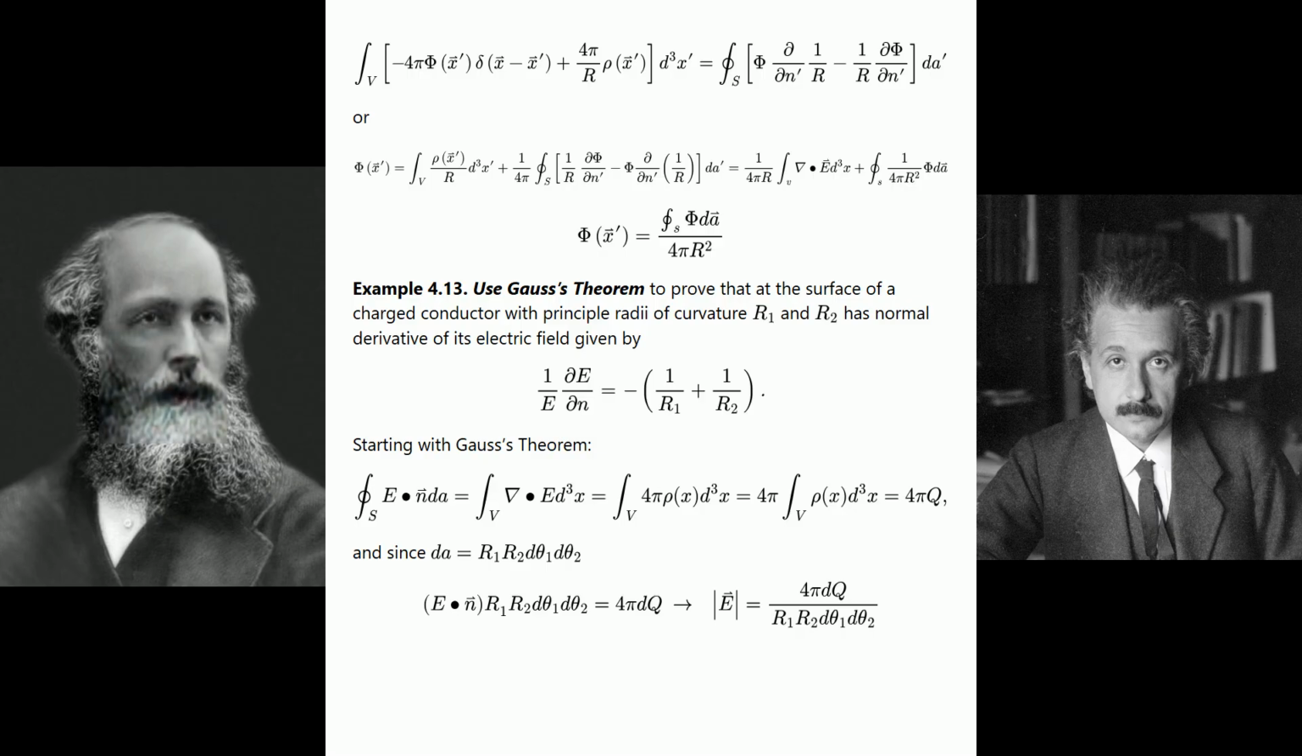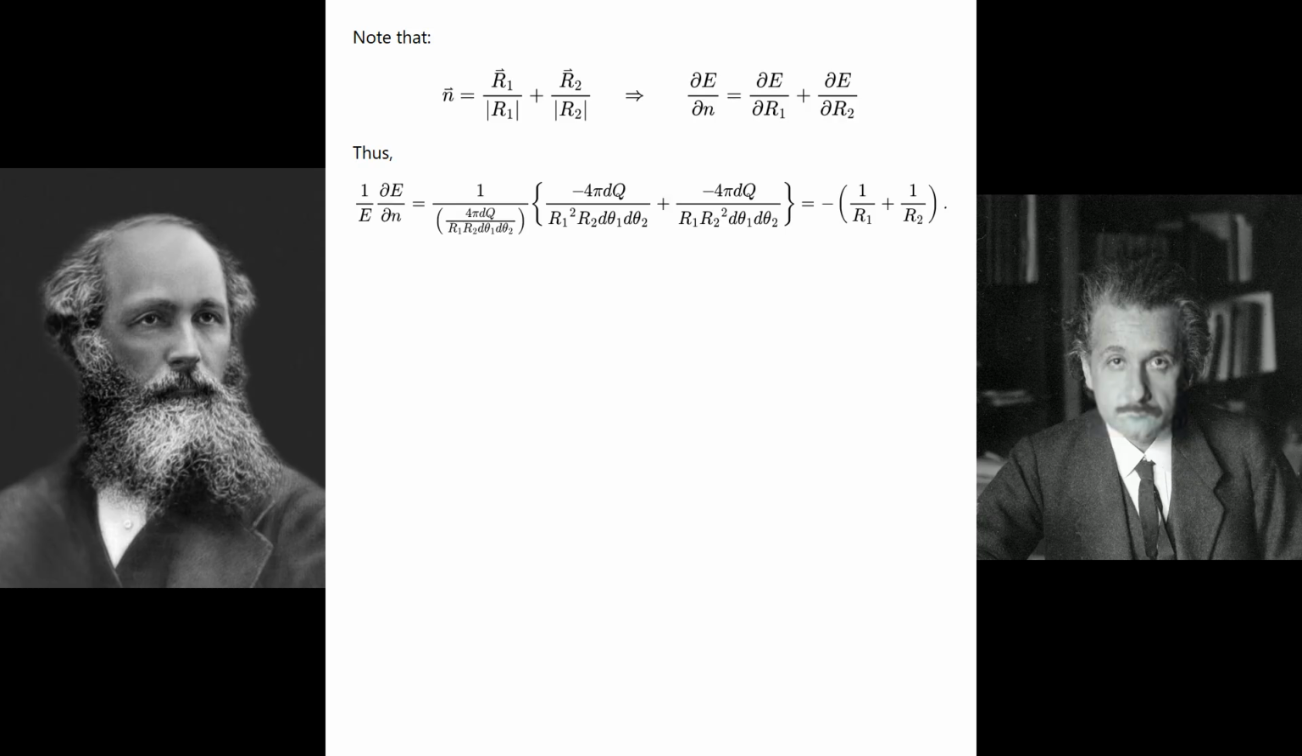And since dA equals r sub 1 r sub 2 d theta sub 1 d theta sub 2, see the equation shown. Note that, see the next equation. Thus, 1 over E the partial derivative of E with respect to n equals 1 over 4 pi dq over r sub 1 r sub 2 d theta sub 1 d theta sub 2 times negative 4 pi dq over r sub 1 squared r sub 2 d theta sub 1 d theta sub 2 plus negative 4 pi dq over r sub 1 r sub 2 squared d theta sub 1 d theta sub 2 equals negative 1 over r sub 1 plus 1 over r sub 2.